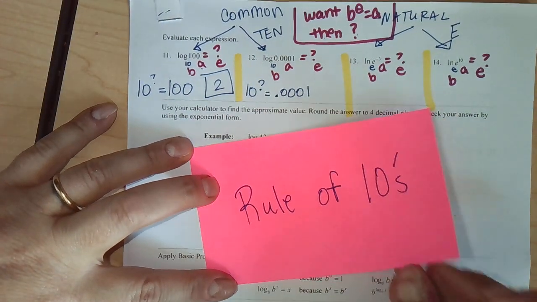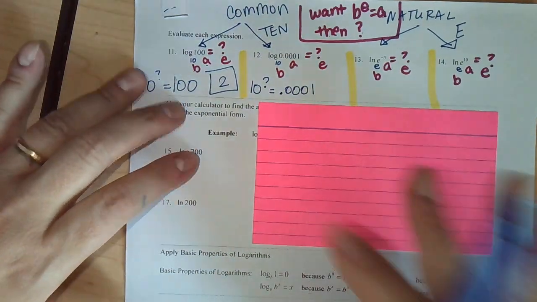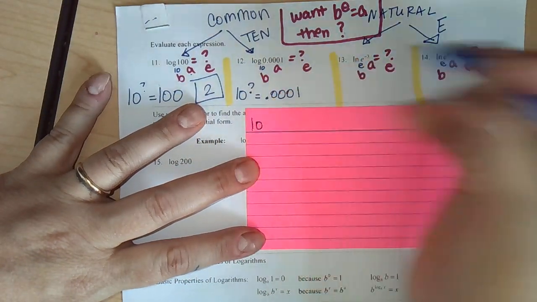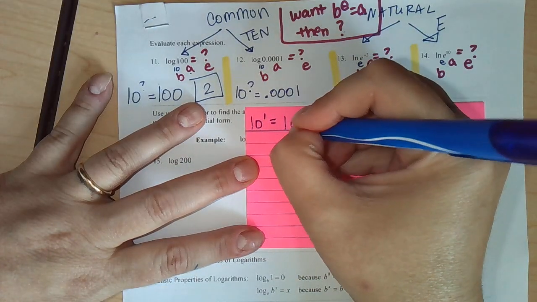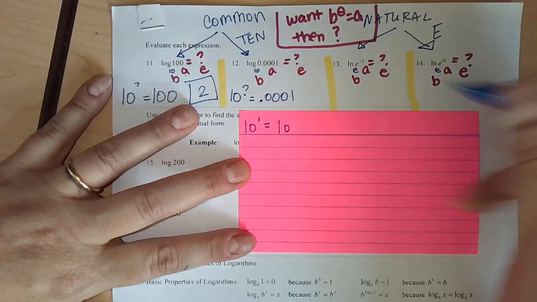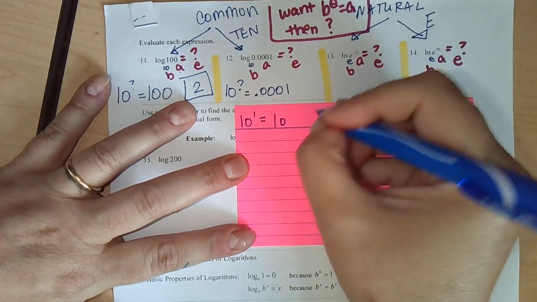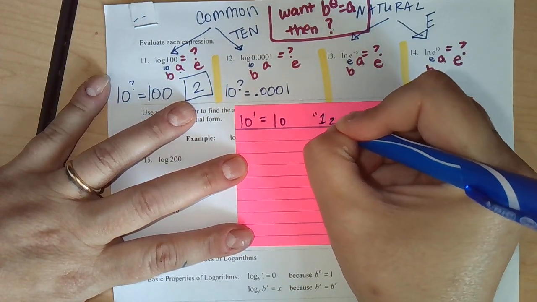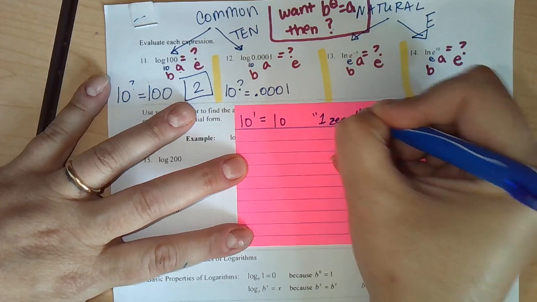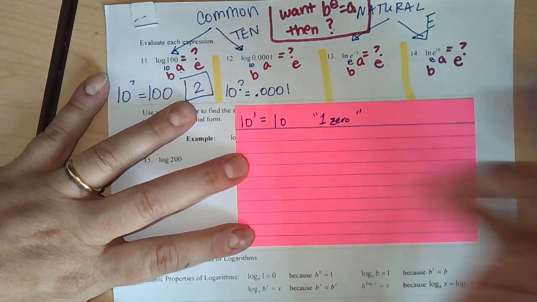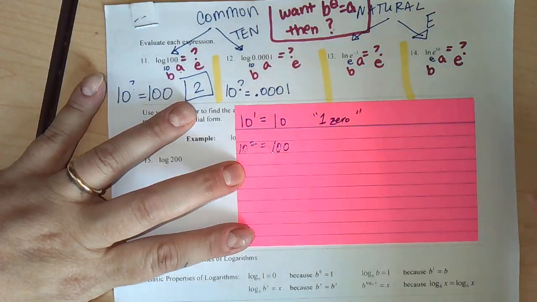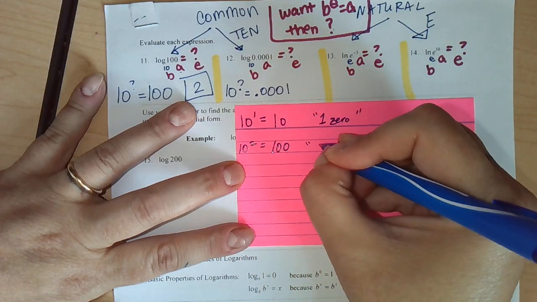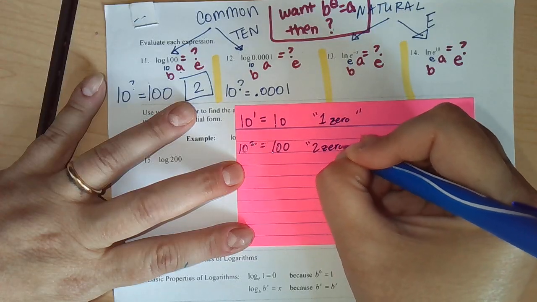Now, let me show you a rule of tens. Okay, so let's say we're talking about exponents. We have 10 to the 1. That means we just have 10. And another way to say that is 1, 0. See how there's 1, 0 right there? Okay, 10 squared. That's 100. That's 2 zeros. Do you see what's happening?